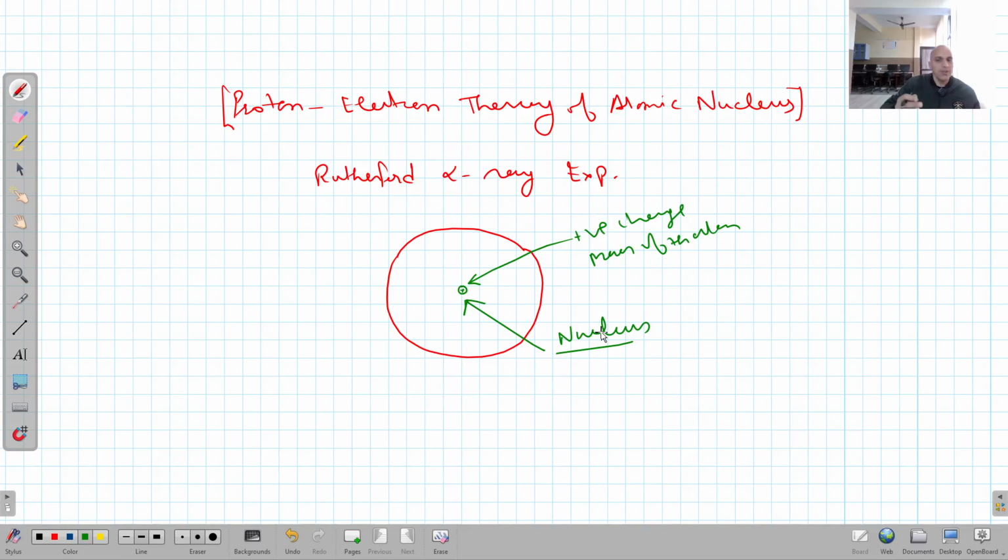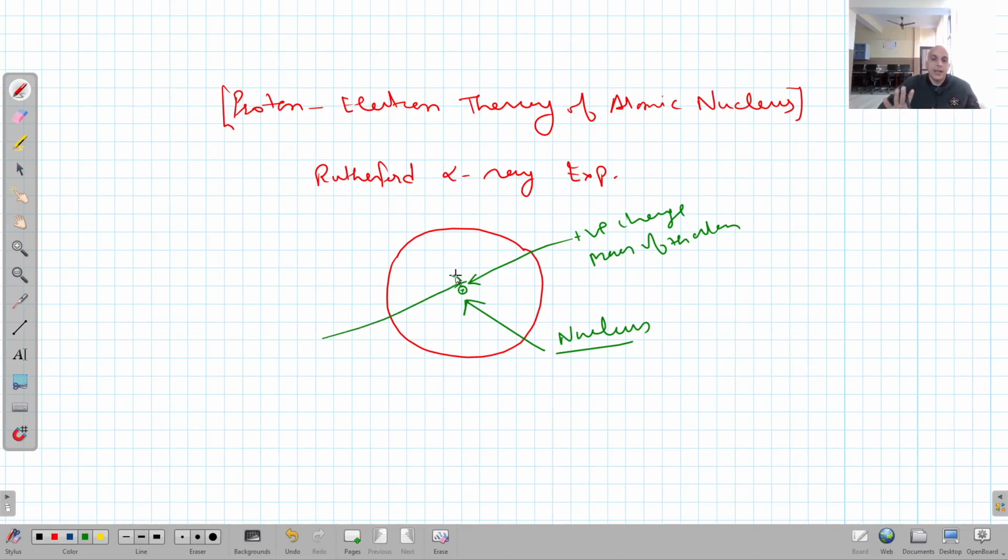right? In which we have a central positively charged core located at the center of the atom, and it is a very small region at the center, right? Whereas all the electrons are revolving around this central positively charged core, and the atom as a whole is neutral. So after this experiment, the curiosity was there to explain what is the composition of this nucleus.